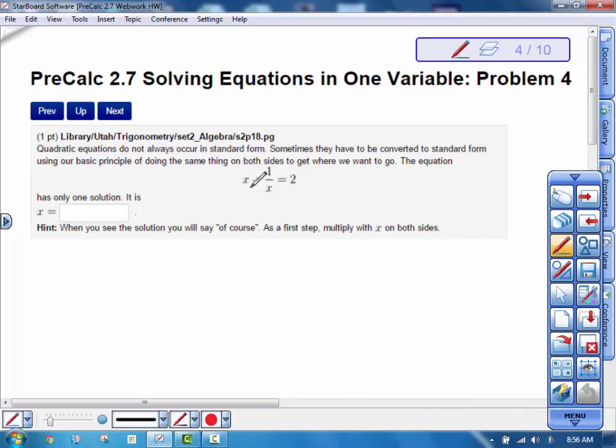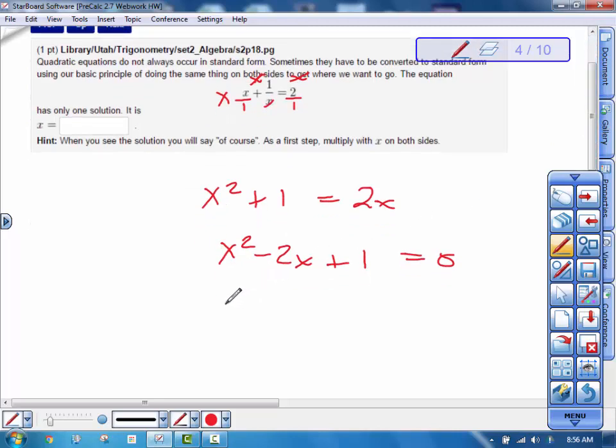Multiply through by the smallest thing that all the things in the bottom go into, which is obviously just x. All right, it gives me x squared, and then these x's cancel, plus 1 equals 2x. Get this polynomial in standard form by subtracting 2x from both sides. And then try to factor if you can. x minus 1 and x minus 1 actually works to factor this.